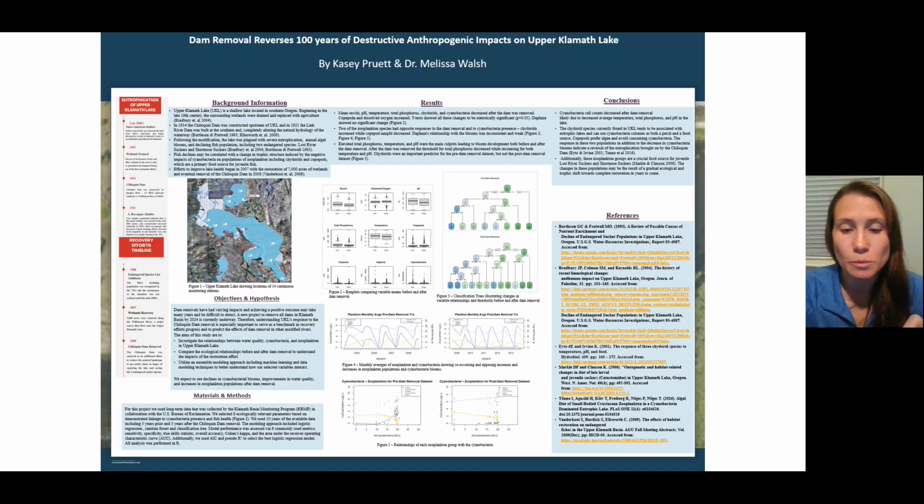Additionally, these zooplankton groups are a crucial food source for the juvenile Lost River suckers and shortnose suckers, the 2 endangered species within the lake. Changes in these 2 populations may be the result of a gradual ecological and trophic shift towards a complete restoration in the years to come.